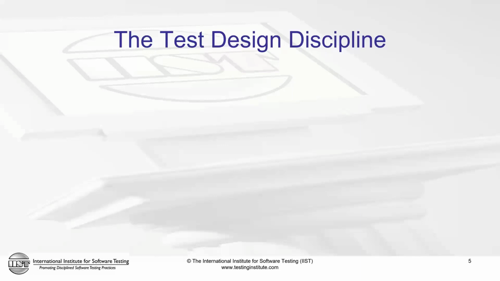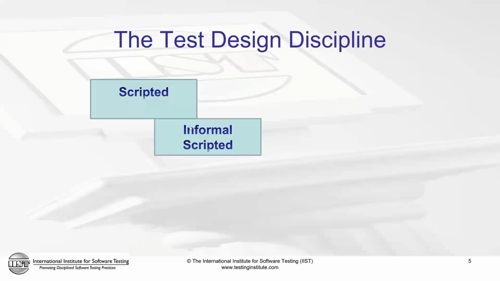If we look at what I call the test design discipline, you're going to find that it looks like this. The highest level of formality in software testing is what people refer to as scripted testing. That's when you write scripts and you get those scripts executed either manually or automated. Those are formal scripts. Of course, if they are to be automated, then they must be written in some sort of scripted language.